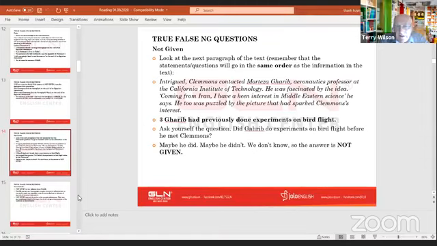Gharib had previously done experiments on bird flight. So ask yourself the question: did Gharib do experiments on bird flight before he met Clemens? And the answer is maybe he did, maybe he didn't. We don't know. So the answer is not given.